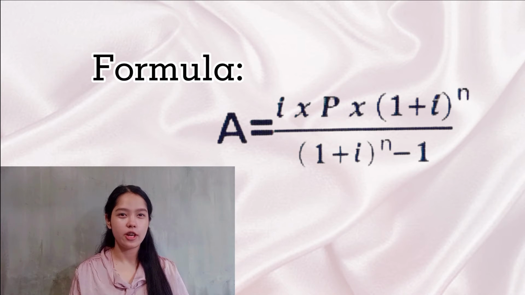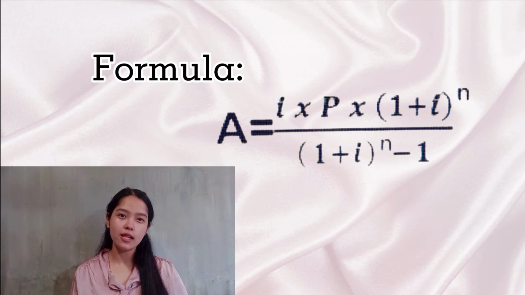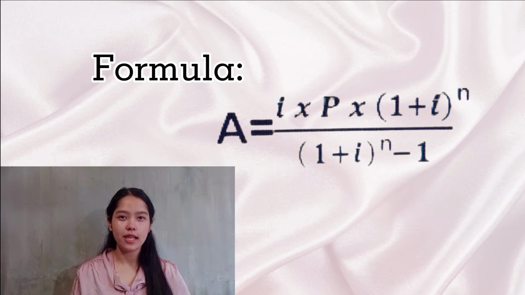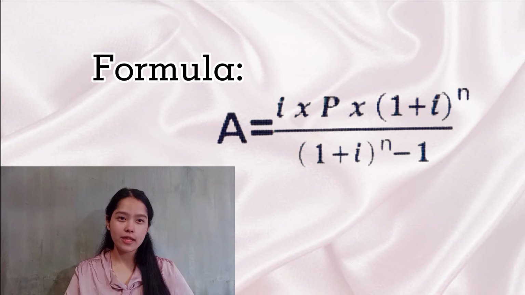And the formula for this is: monthly amortization is equal to monthly interest rate times the loan's initial amount times the quantity of 1 plus monthly interest rate raised to the total number of payments, over the quantity of 1 plus monthly interest rate raised to the total number of payments, minus 1.